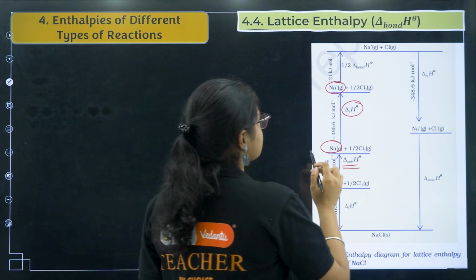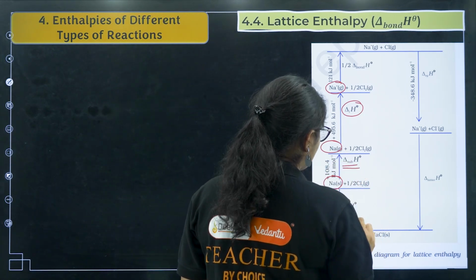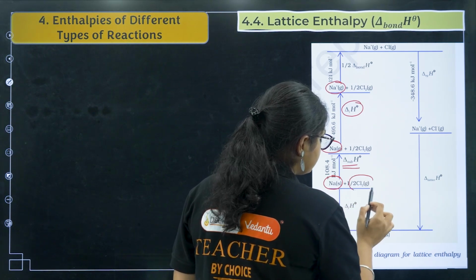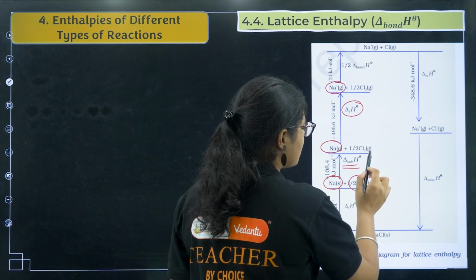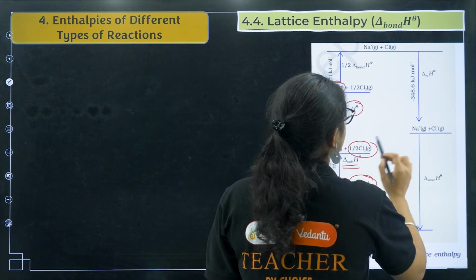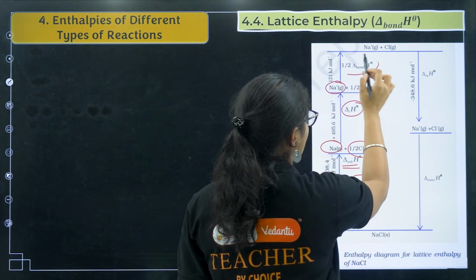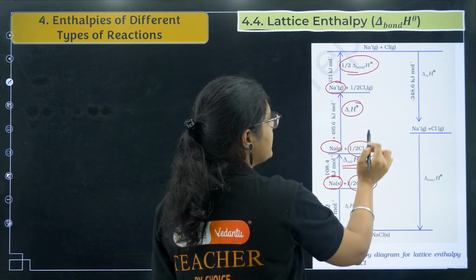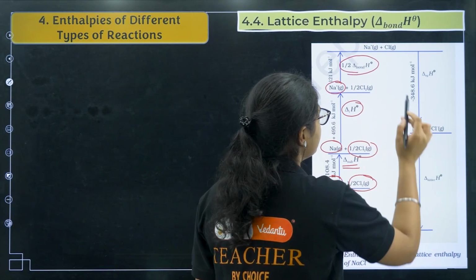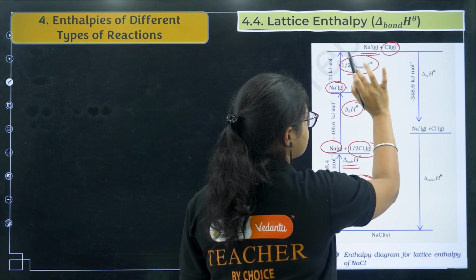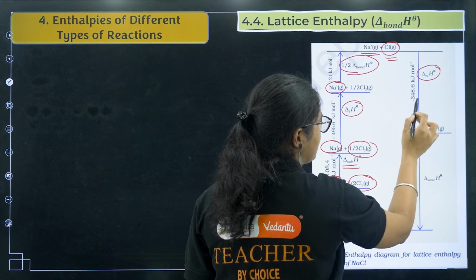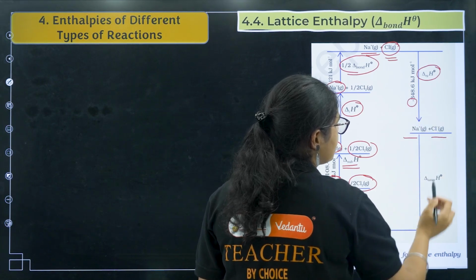Now what happens for chlorine gas? Similarly, this chlorine first breaks, half of the bond dissociation enthalpy. Okay, this is for chlorine. Half of bond dissociation enthalpy, we get Cl gas. You can see Na gas is produced and now we have Cl gas. We need to convert it into Cl minus, so we have electron gain enthalpy, a negative value, and now we get Na plus and Cl minus.